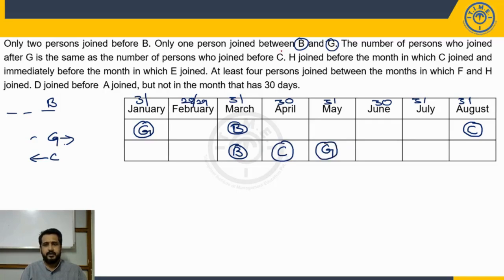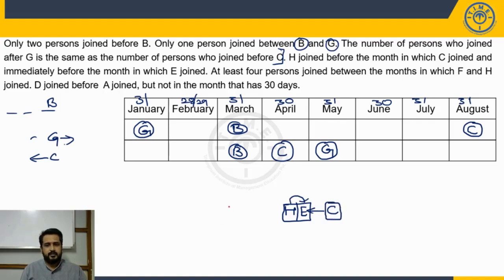Okay. Next, H joined before the month in which C joined and immediately before the month in which E joined. So H joined before C joined and immediately before E joined. So the arrangement should be like this. Immediately after H, E, and somewhere we have to place the C.